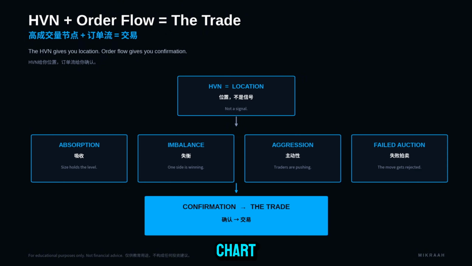Look at the top of this chart. High volume node equals location. That's all it gives you. What tells you whether that level actually holds is what you see happening in real time when price arrives. The 4 boxes underneath, right here in the middle.